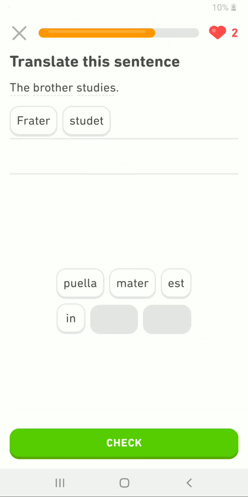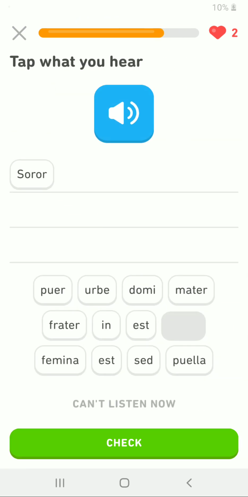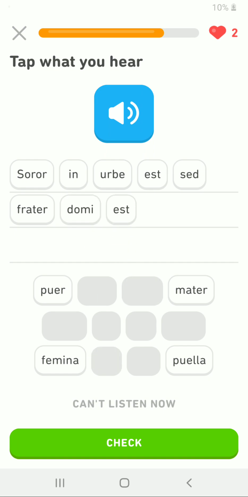Frater studet. Soror in urbe est, sed frater domi est. Soror in urbe est, sed frater domi est. In urbe, what was it? Soror in urbe est, sed frater domi est. So the sister is in the city, but the brother is at home.